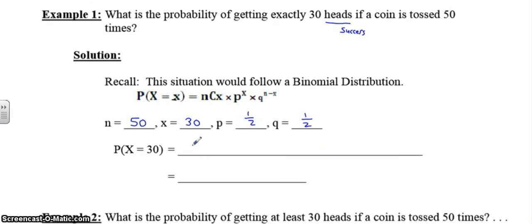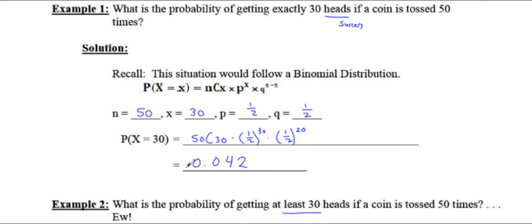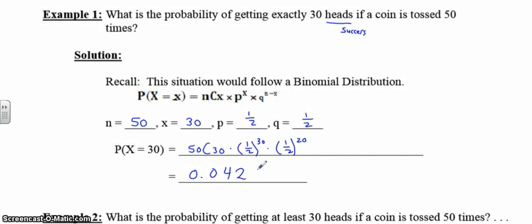Then using the formula, you have 50 C 30, and remember that gave you the number of branches, times the probability of success, and we want 30 successes, times the probability of a failure. So if there's 30 successes, that means there has to be 20 failures. And this all works out to 0.042. So that's just your basic run-of-the-mill binomial distribution type of question.